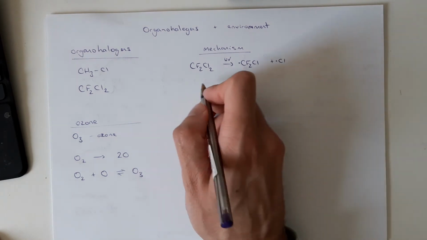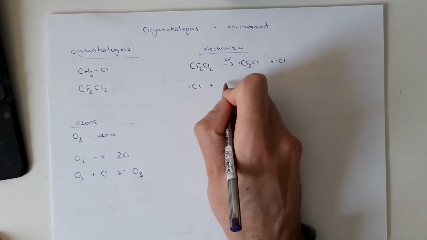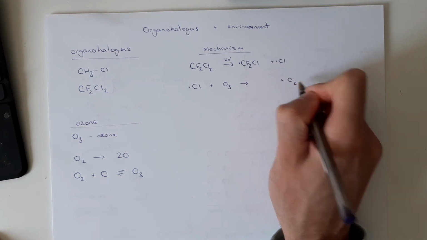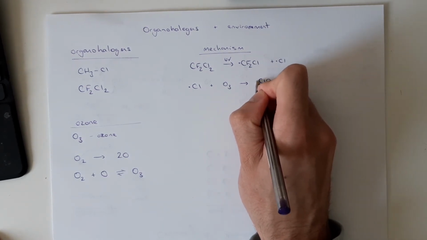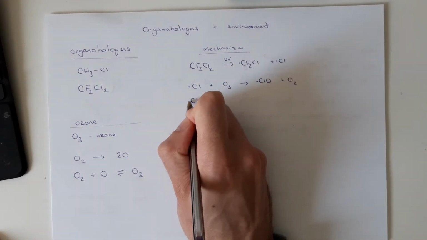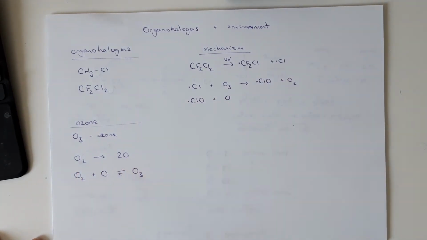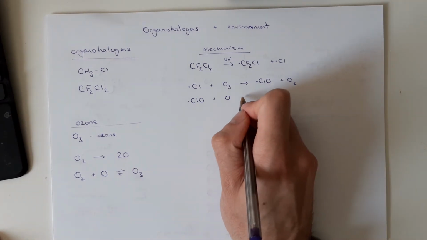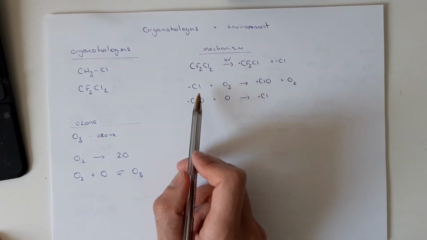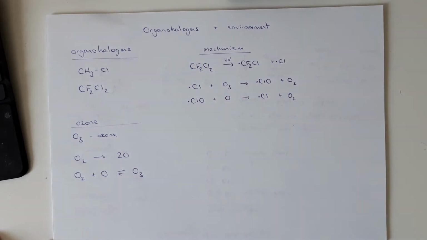Then we have a propagation step, and that chlorine radical reacts with ozone. And what it creates is, most importantly, oxygen, but also a ClO radical. So this oxygen is going to be important. That ClO radical can react with the oxygen atoms that we know are floating around up in that equilibrium, up in the atmosphere, and create our original chlorine radical. So we've got a catalyst here, plus two oxygens combining together to form O2.